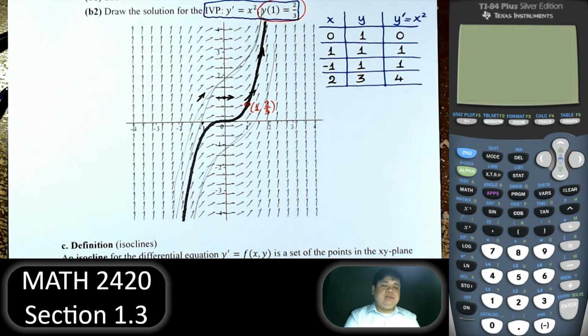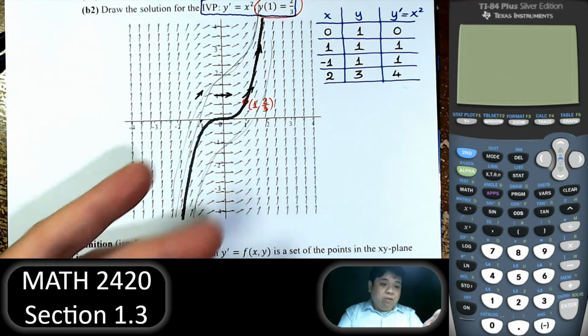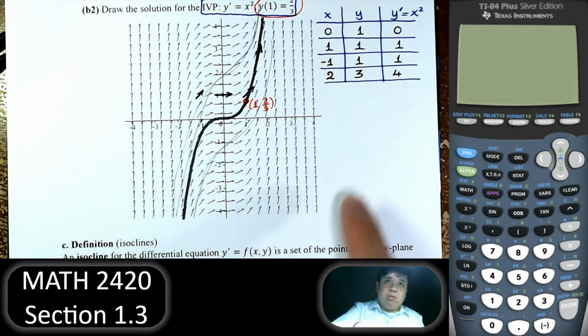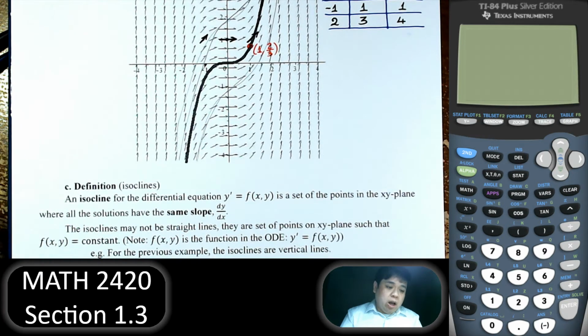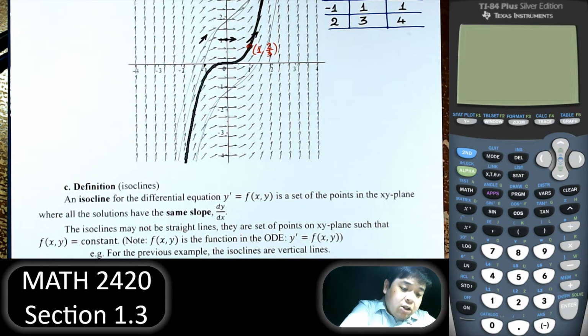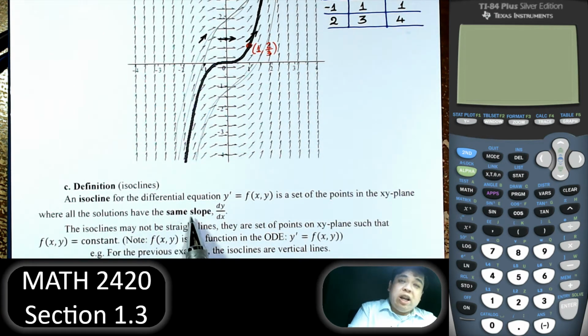One thing to help us graph all of this, because we're not going to graph all of those points, that would be too much, is what we call isoclines. Isoclines are the set of points on the xy plane where the solution has the same slope.